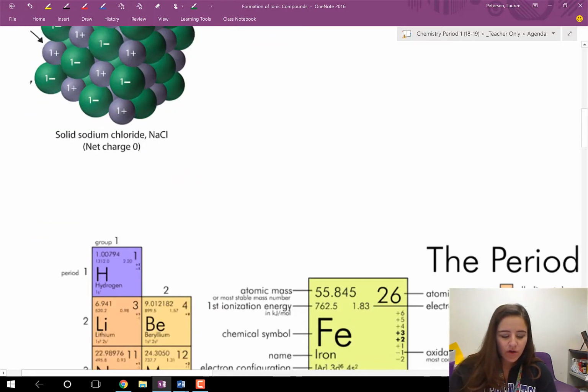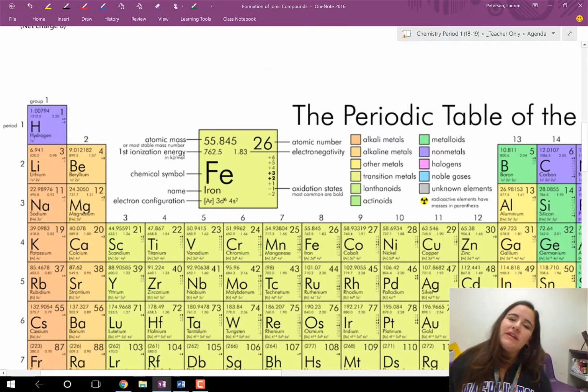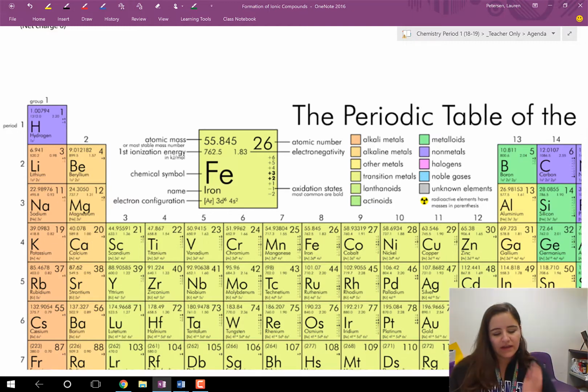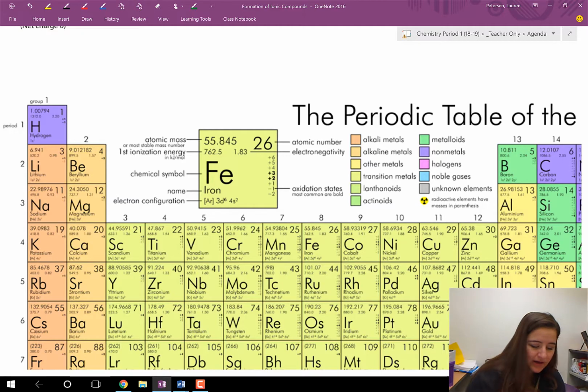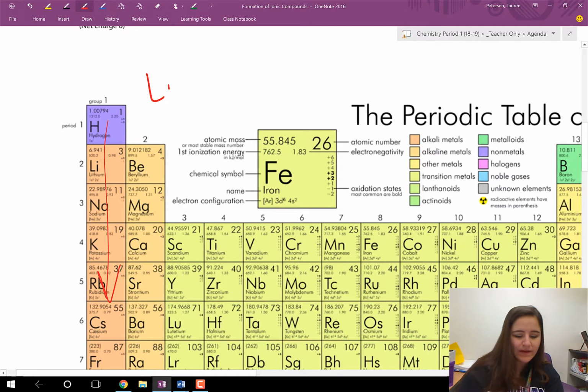Okay? So we need to be able to look at the periodic table and tell who's going to give up electrons and who's going to gain electrons and what ions these things are going to form. If you remember, one of the patterns of the periodic table is that elements in the same group or column have the same number of valence electrons. So group 1 here, sodium, potassium, rubidium, cesium, they all have 1 valence electron. Let's look at lithium, for example. Lithium has 1 valence electron. It's always going to want to lose that valence electron, so it drops down an energy level. So they're always going to form +1 ions.